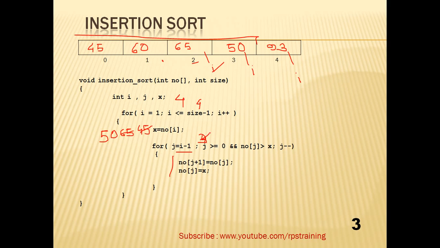j minus minus, j will be 2. 2 greater than or equal to 0, condition true, and no2 greater than x. no2 is 65 and x is 50, condition is true again. So using these two statements, two elements will be interchanged, 65 and 50. It is 65 and it will be 50.